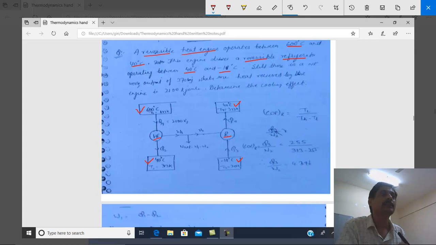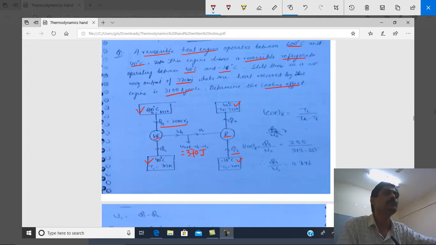And it gives a net work output of 370 joule. The heat received by the engine is 2100 kilojoule. This is the quantity of heat received by the reversible heat engine. Determine the cooling effect. This is the refrigeration effect. So this is all about the problem we have to solve: we have to find the cooling effect or refrigeration effect.